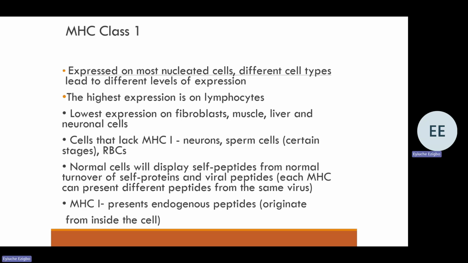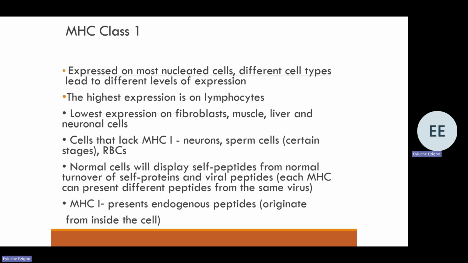So let's look in detail at MHC class 1. This is expressed on most nucleated cells. Different cell types lead to different levels of expression. The highest expression is on lymphocytes, and the lowest expression is on fibroblasts, muscles, liver, and neuronal cells. Cells that lack MHC1 include neurons, sperm cells at certain stages, and RBCs, because they are no longer nucleated.